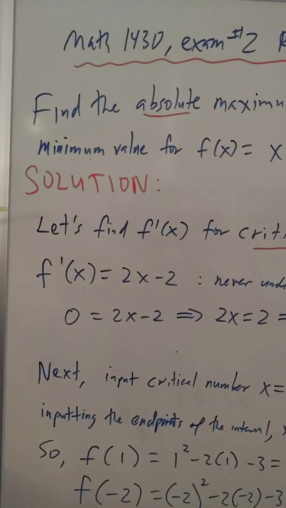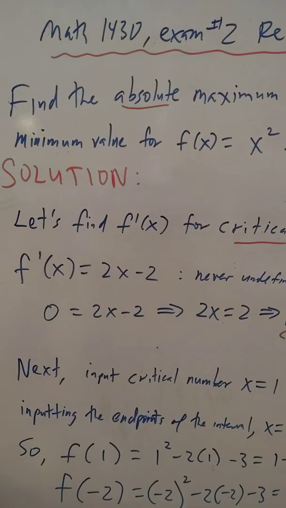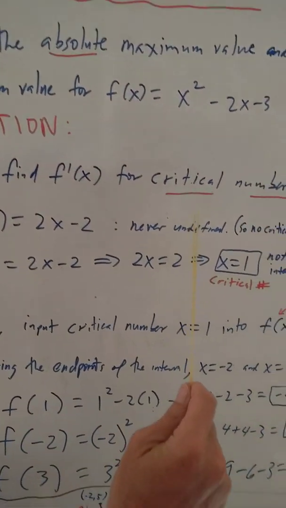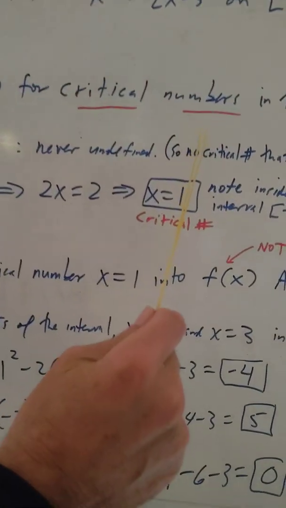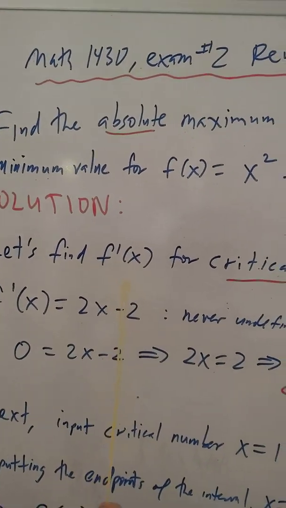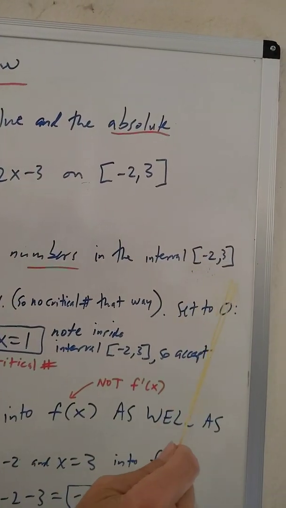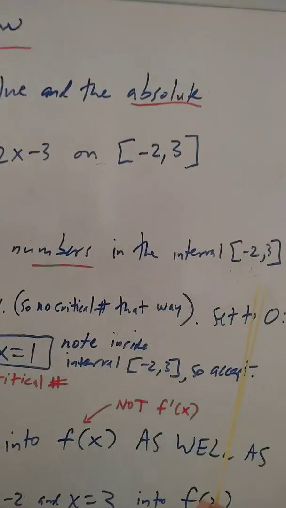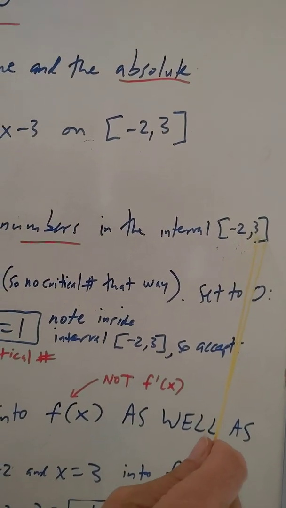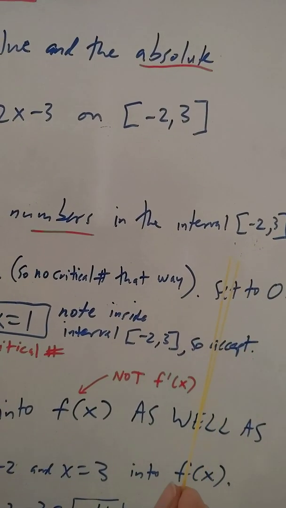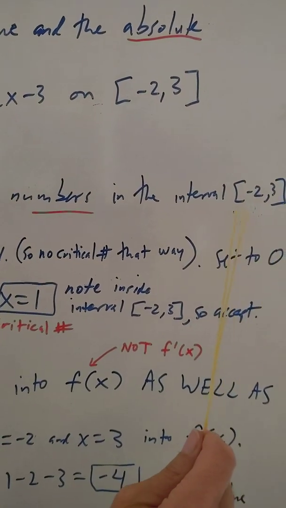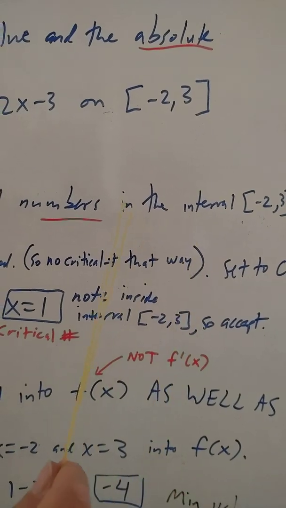Here's our solution. Whenever you want to find absolute extrema, there are two things you have to do. The first thing is to find the critical numbers, by finding f prime of x. Make sure that when you get your critical numbers, they're inside this interval. For example, if I get a critical number of x equals 4, that's not in the interval because it only goes from -2 to 3, so I would have to reject it. But that's not the case for this problem.